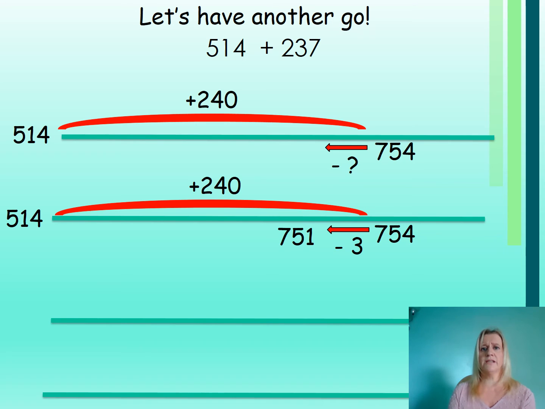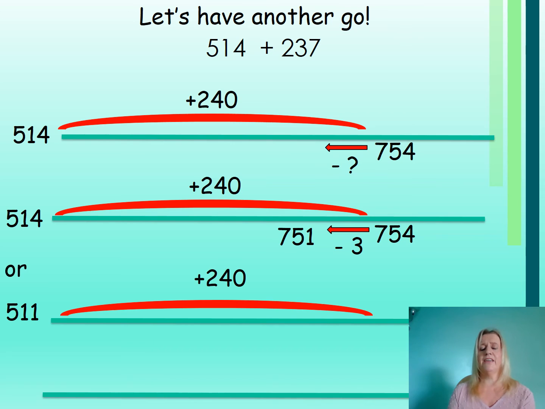The other way to do this is to take off 3 from the beginning. So instead of 514, if I take off 3 from 514, I get 511, and then I can add on my 240, which will still give me an answer of 751.